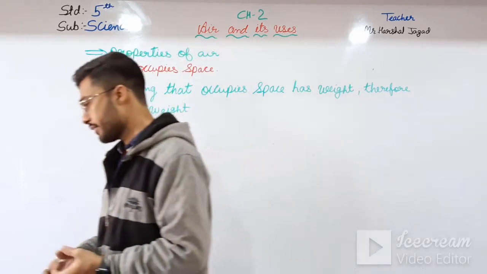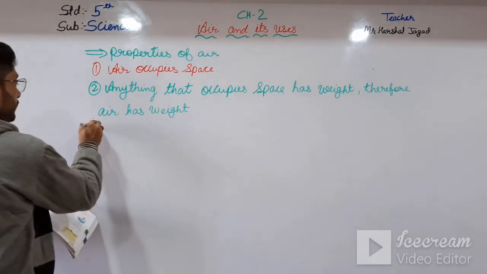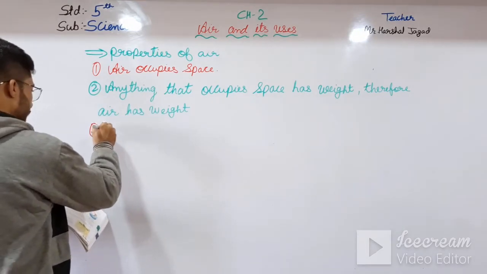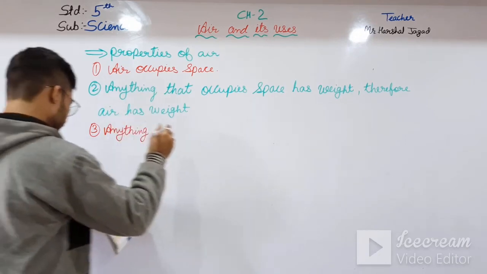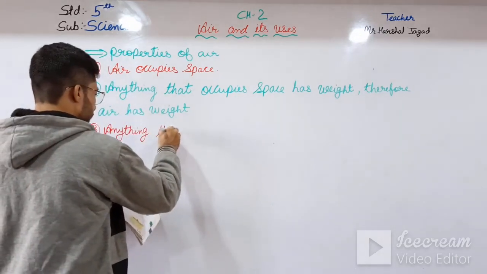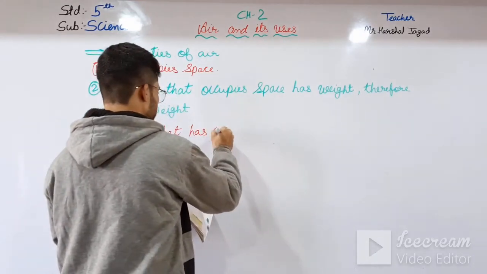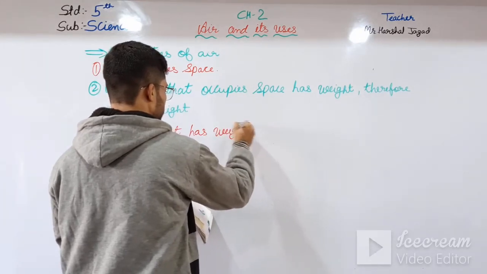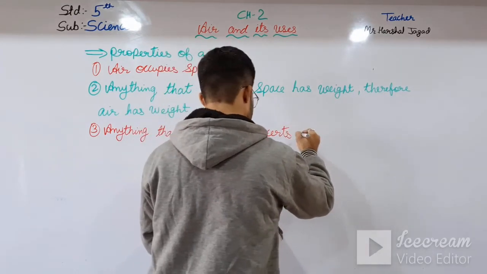Okay, now next, the third point: anything that has weight exerts pressure. Here our third property of air is: anything that has weight exerts pressure.